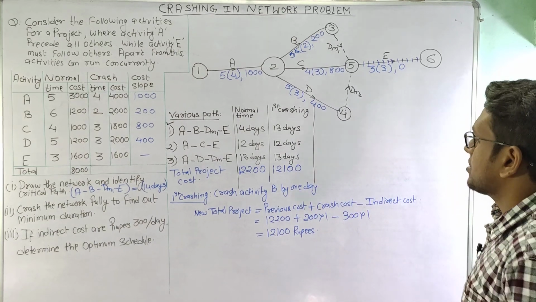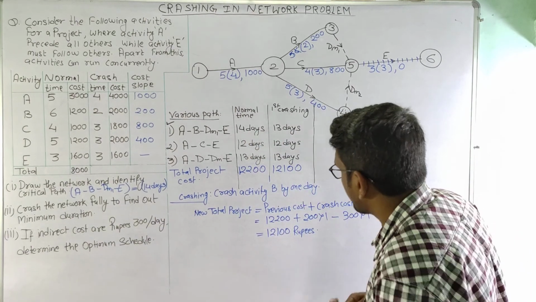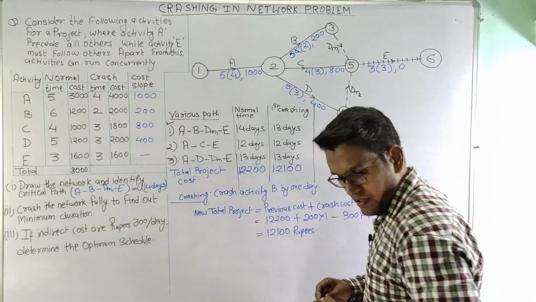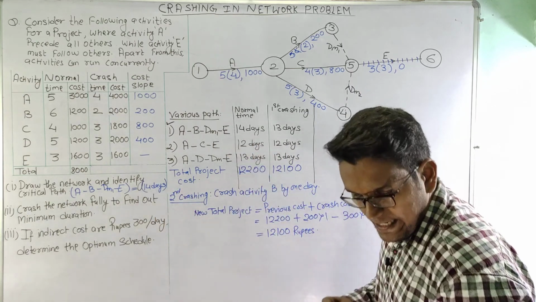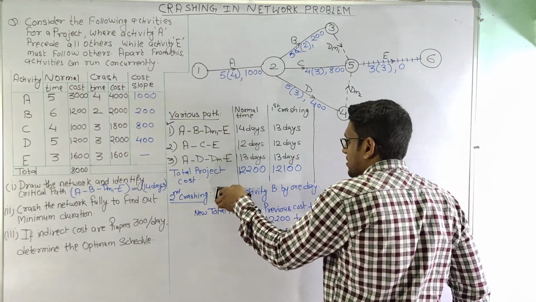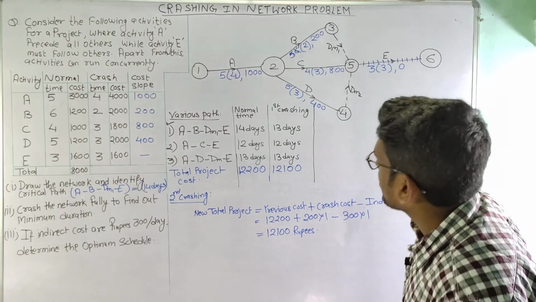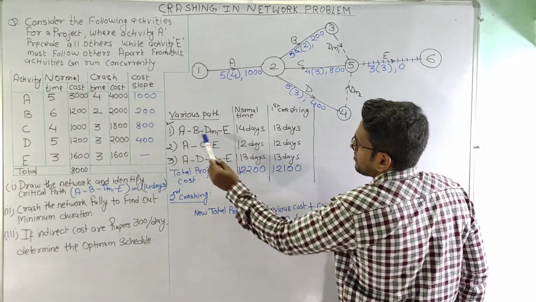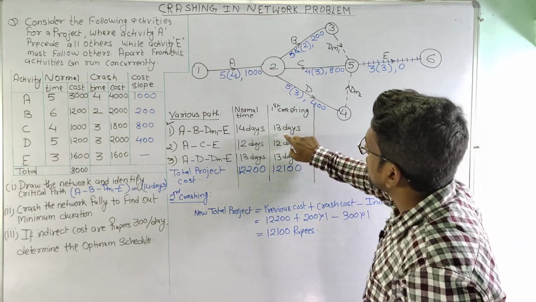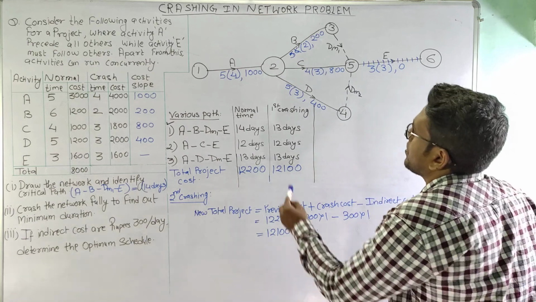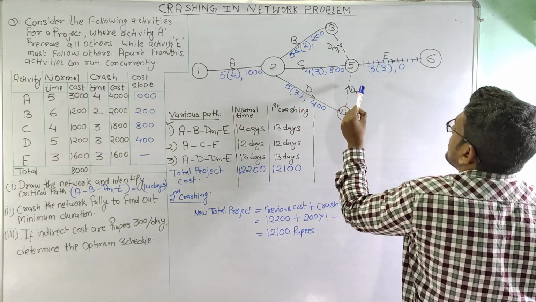Now again let us move on to second crashing here. This is second crashing, and for second crashing we will see that we have two critical paths here, because the times of these two paths are the same and this is the maximum time. So here there are two critical paths. One is A, B, dummy and E, and the other is A, D, dummy and E.